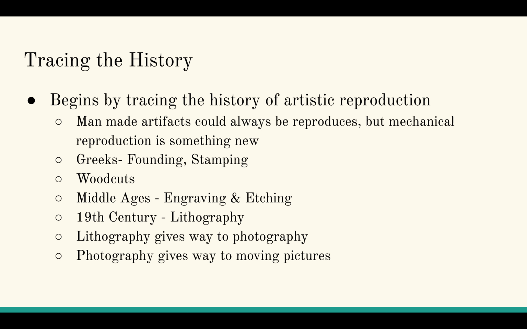Again, it's about a new kind of technology and how it unsettles the status of art, or the status that art held previously. And so he goes through this history, right? He talks about the Greeks and their use of founding and stamping. He talks about woodcuts as a form of reproduction, again, not mechanized. He talks about engraving and etching in the Middle Ages, lithography in the 19th century, and then photography, which ultimately gives way to movies, to moving pictures.